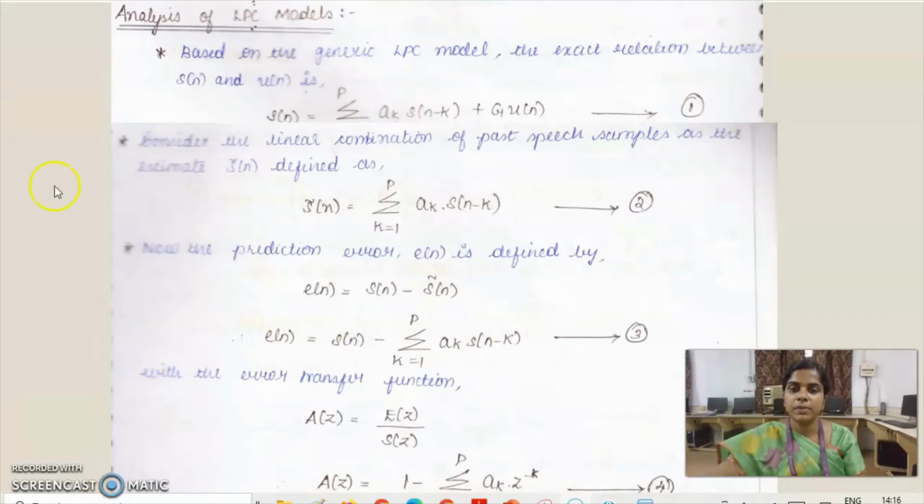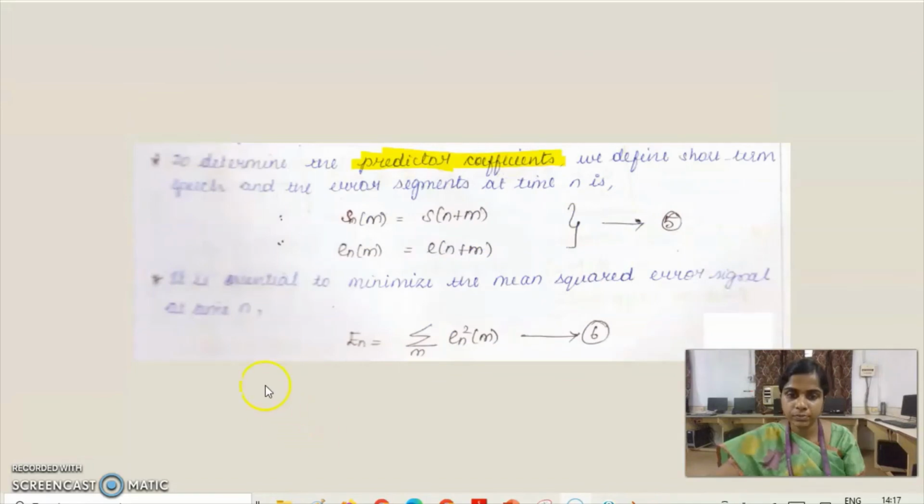Now for the analysis of LPC, as discussed, s(n), the current sample, is given by the weighted sum of the previous samples plus the gain of the excitation times the source of excitation u(n). Now to have an estimate, s cap(n), we take only the weighted sum of the previous speech samples and we estimate a prediction error based upon the difference of s(n) to the s cap(n). So e(n) is s(n) minus the estimate s cap(n), and the error transfer function is given by E(z) by S(z). Now A(z) is nothing but 1 minus the summation of a_k z to the power minus k, and we go on to find the error and the speech segment of the adjacent samples.